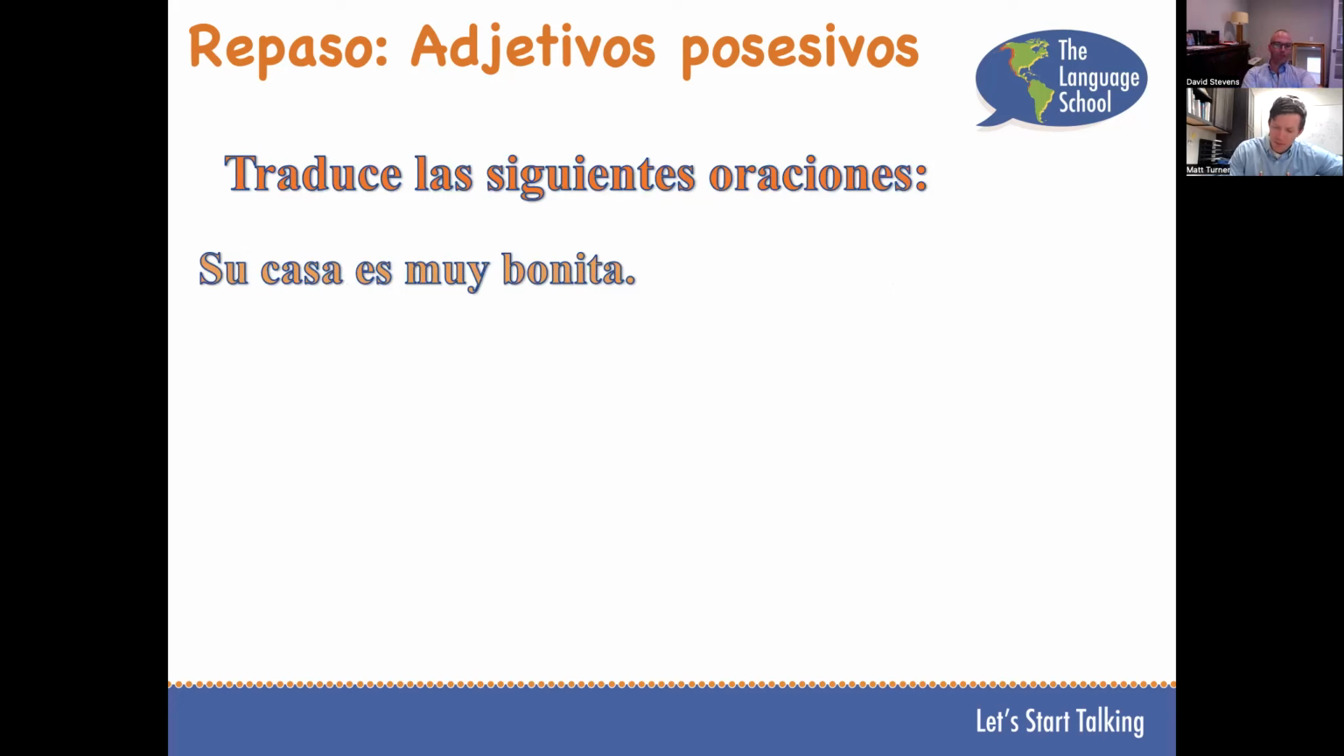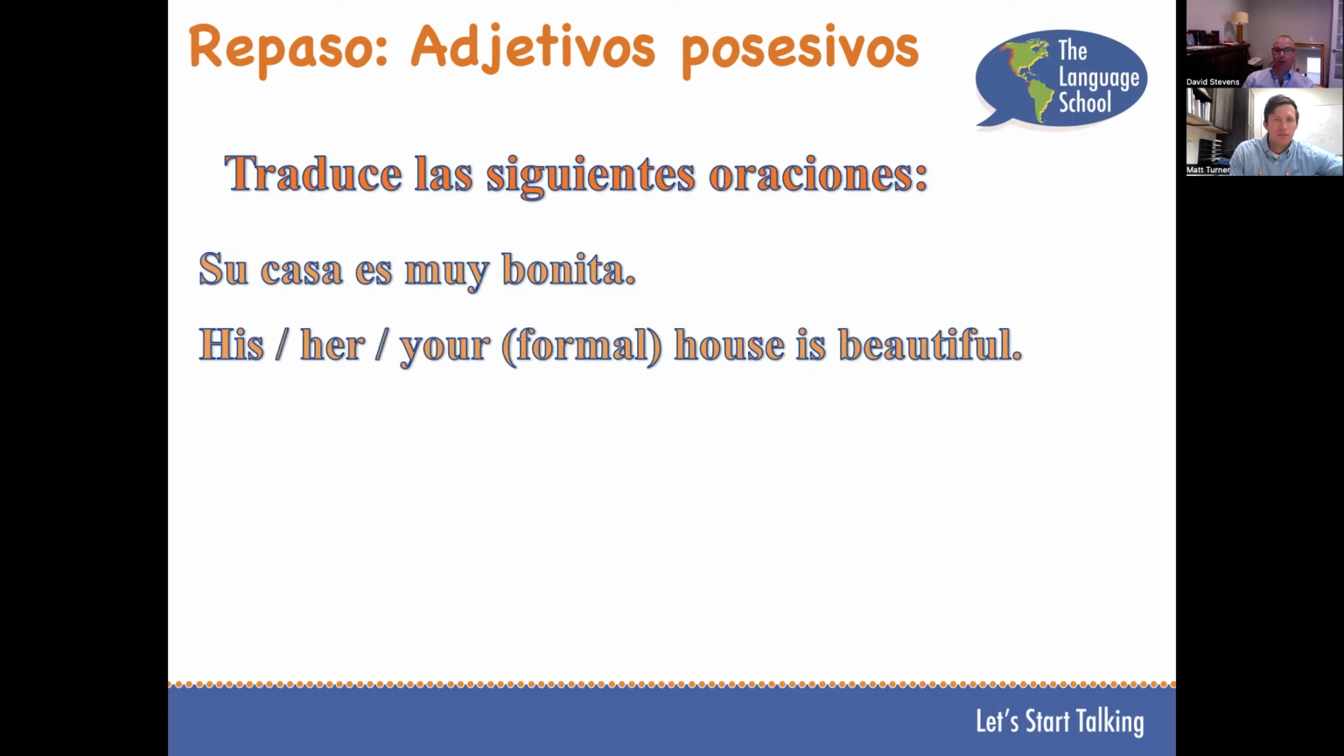Tu casa es muy bonita. Your house is very beautiful. It could mean your house. Su could be his, her, or your house. And since we don't have more context, we don't actually know. True.